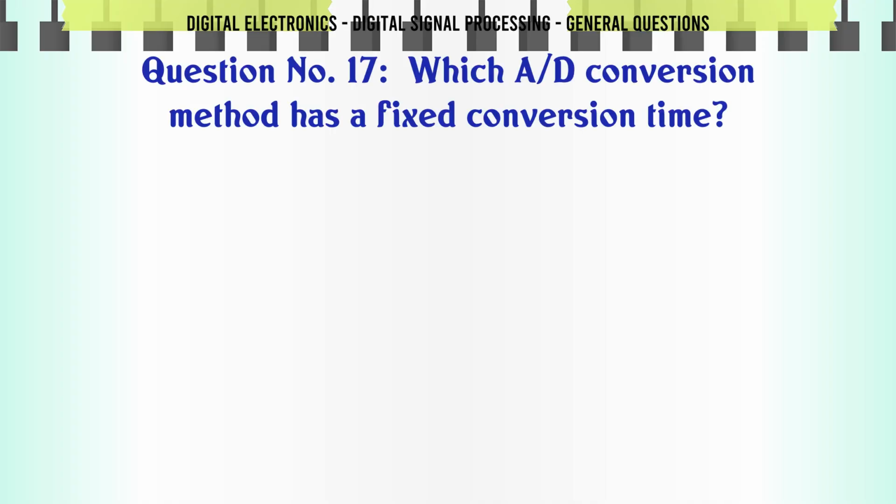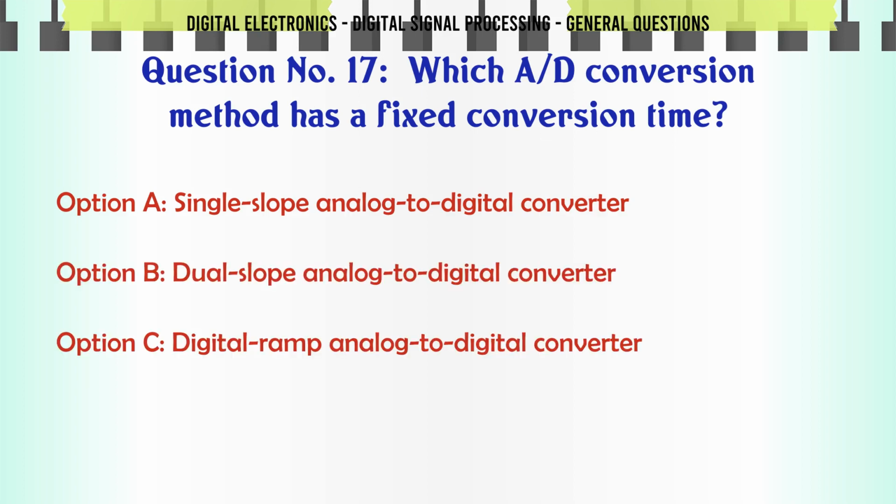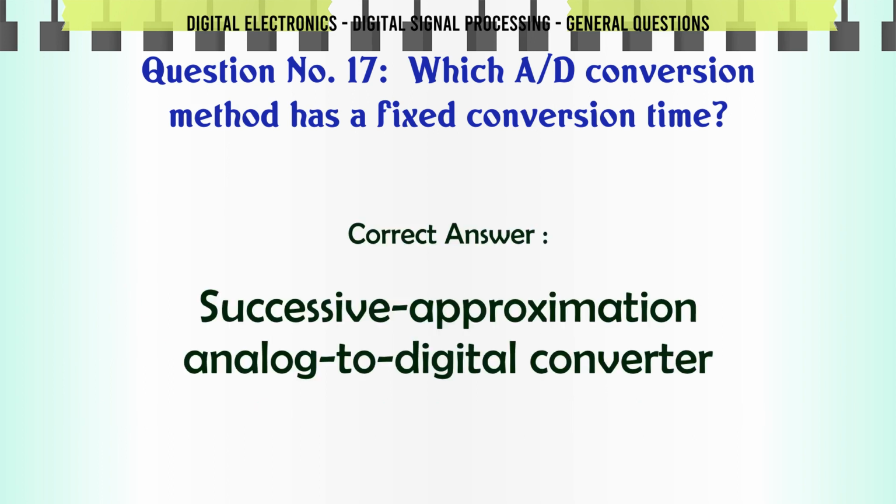Which AD conversion method has a fixed conversion time? A. Single slope analog to digital converter. B. Dual slope analog to digital converter. C. Digital ramp analog to digital converter. D. Successive approximation analog to digital converter. The correct answer is successive approximation analog to digital converter.